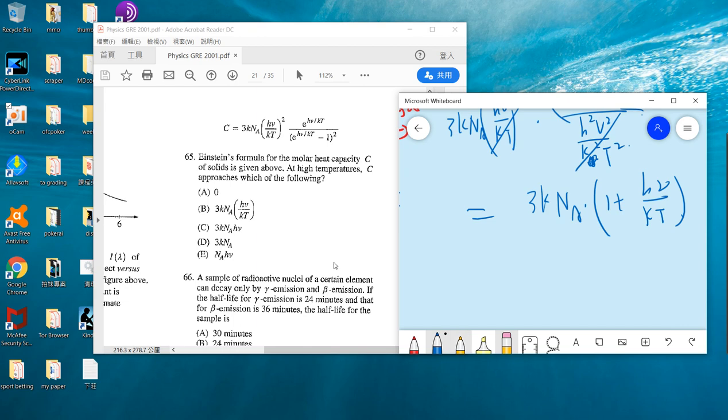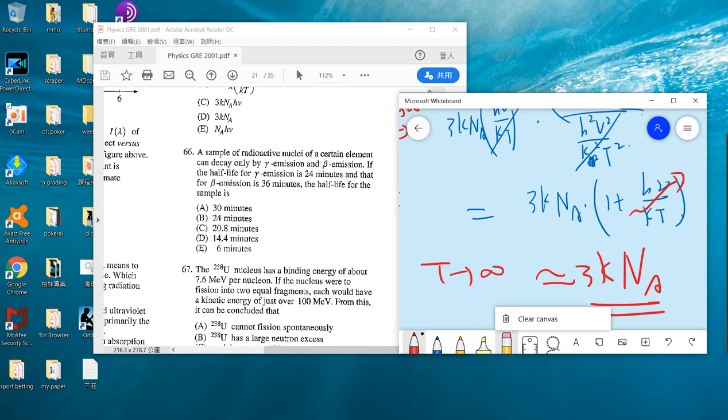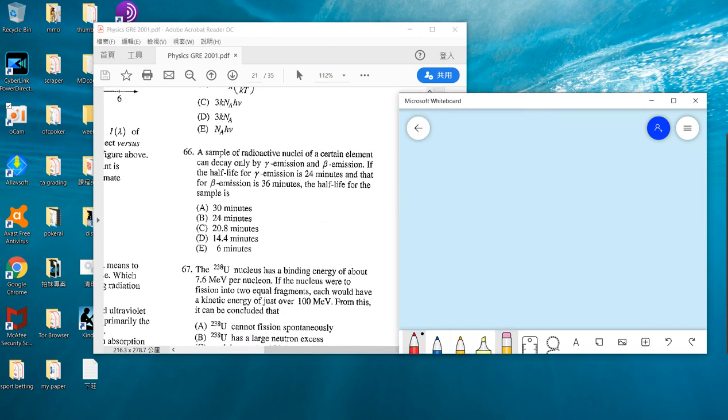Okay, so when t goes to infinity, then this term can be eliminated. So this is the zeroth order. Basically, it is a constant. Okay, so the answer is D. So this is not physics, right? It just asks you about the high temperature Taylor expansion for the exponential function.